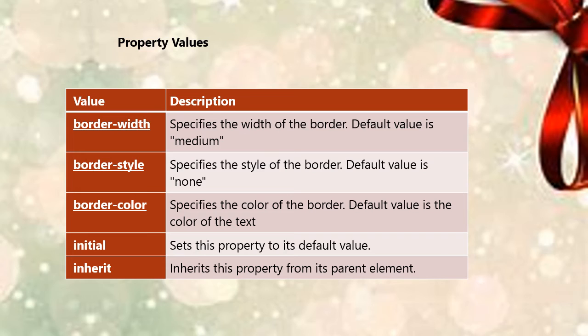Consider the various property values. If the value is border-width, it specifies the width of the border and the default value is medium. If the value is border-style, it specifies the style of the border and the default value is none. Initial means it sets this property to its default value. Inherit means it inherits this property from the parent element.